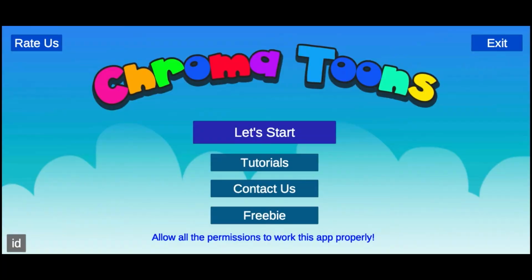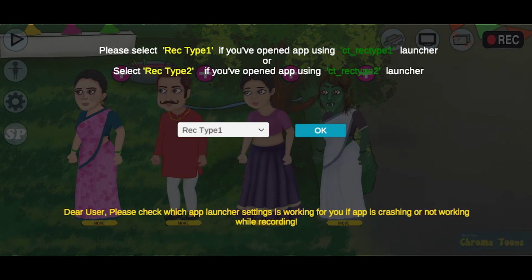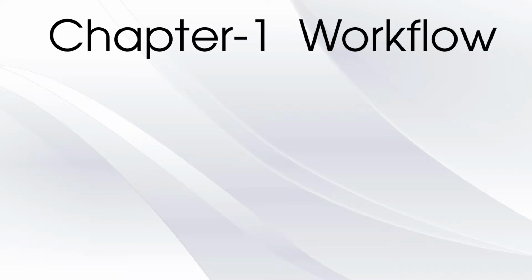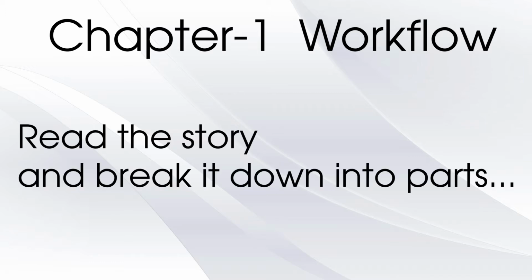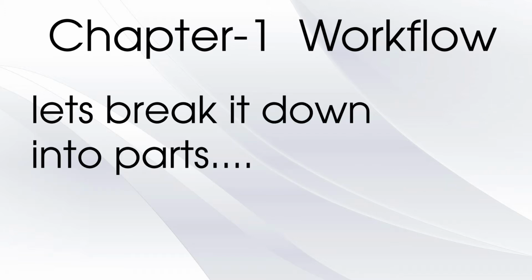Click on Let's Start. Select Record Type 1 and OK. Now we'll decide a workflow. There are 3 ways. So let's look at the story. Read it once, twice, as if you are being told the tale. Thus imagine it happening in the mind. So understanding the concept, we can break it into these steps, right?